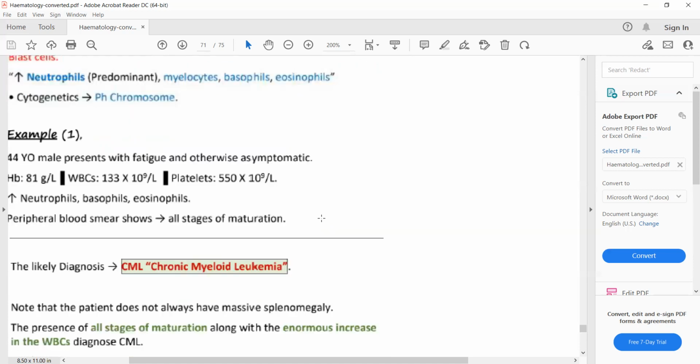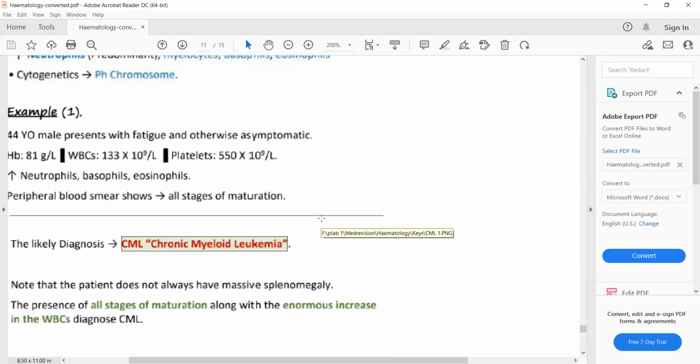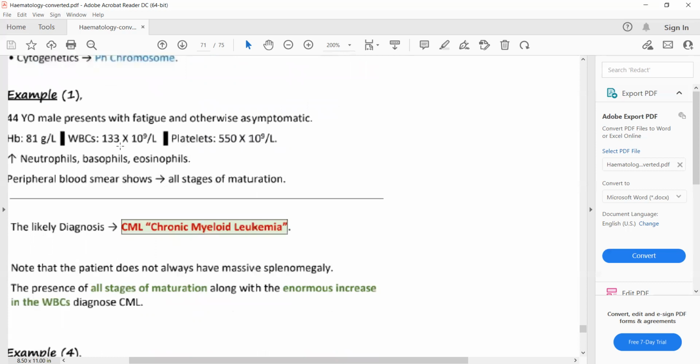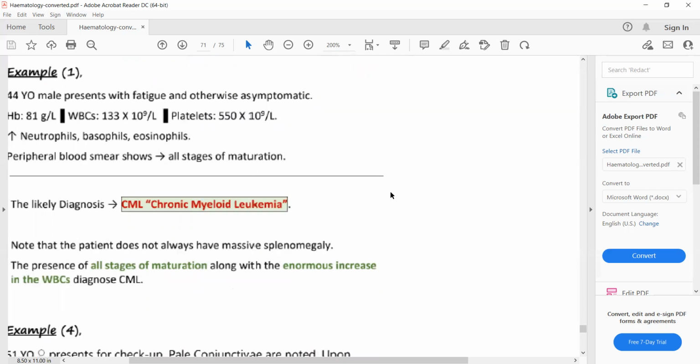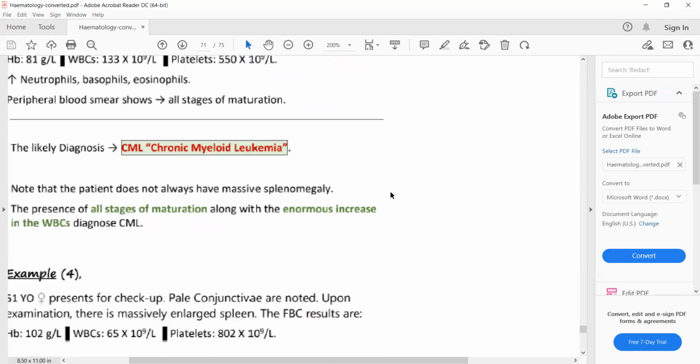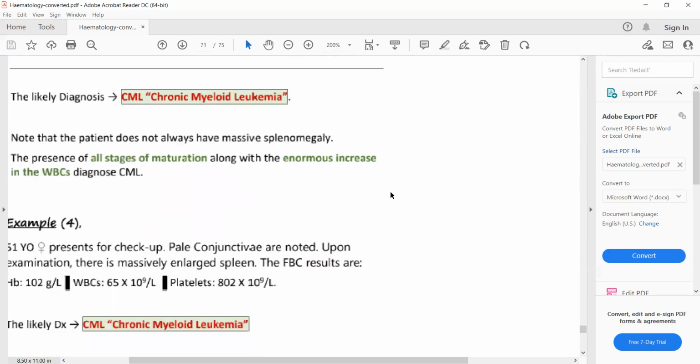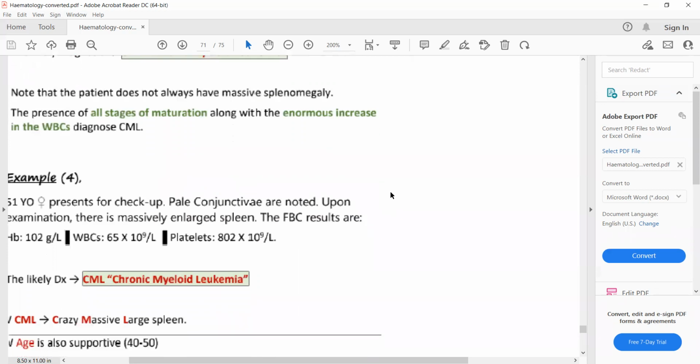And the second one is massive splenomegaly. Someone with a high WBC count and massive splenomegaly, your diagnosis will be CML. So these are the two presentations with which a patient can present to you.